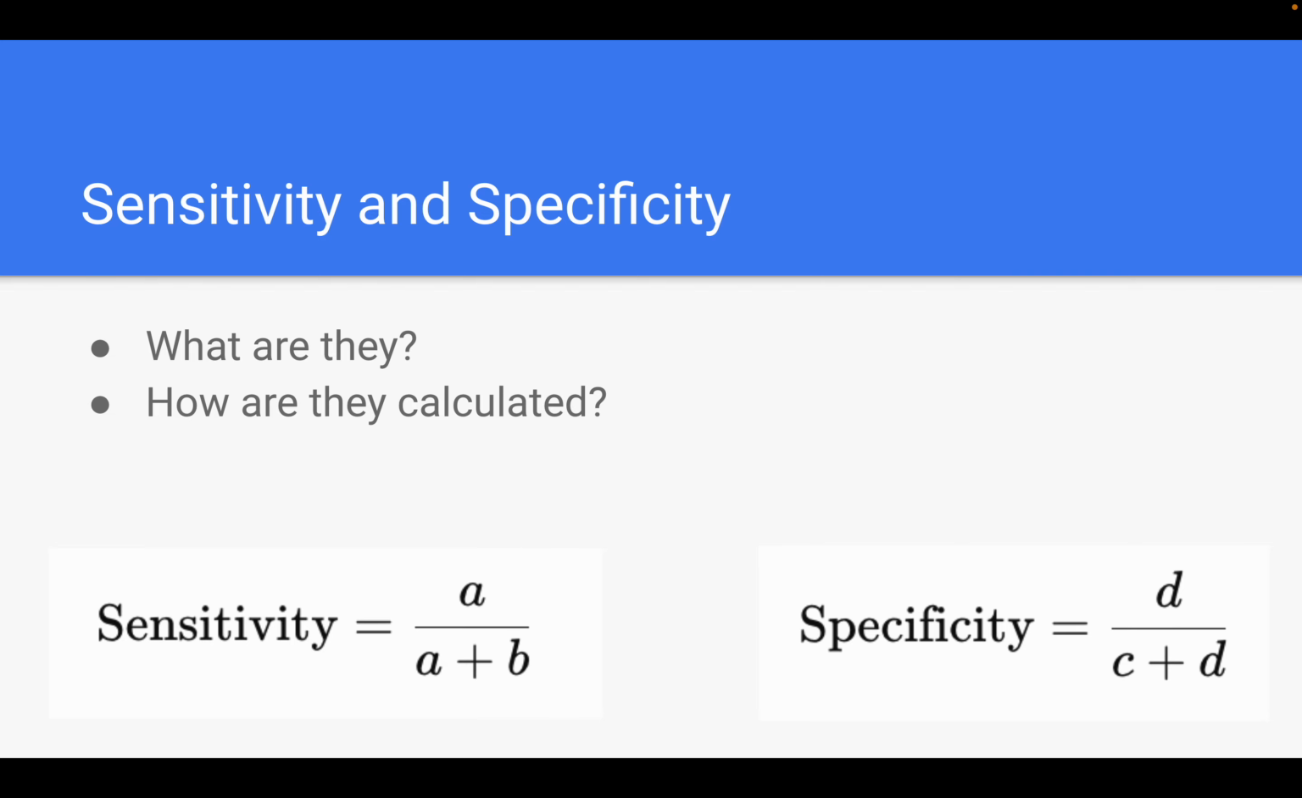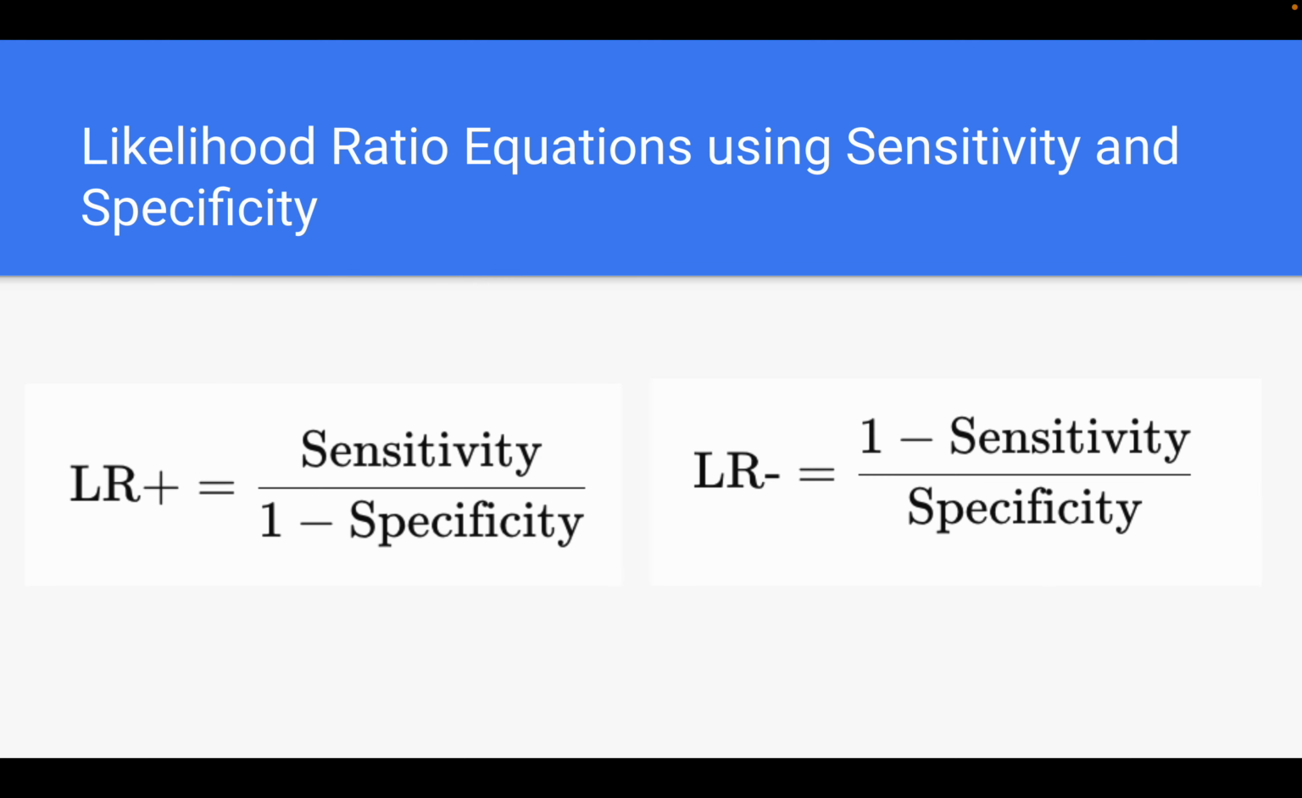Likelihood ratios use sensitivity and specificity to assess the performance of a diagnostic test. Sensitivity, or the true positive rate, measures how well the test identifies individuals with the condition. Specificity, or the true negative rate, measures how well the test identifies individuals without the condition. As you can see here, the likelihood ratio of a positive test is sensitivity divided by 1 minus specificity. And the likelihood ratio of a negative test is 1 minus sensitivity divided by specificity.